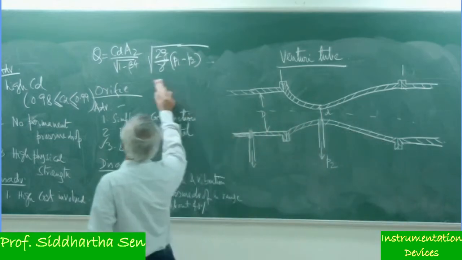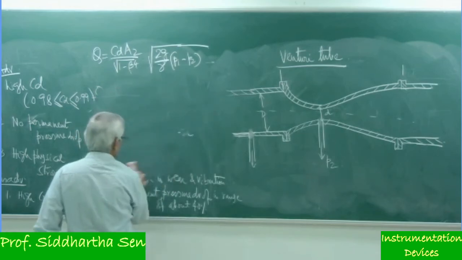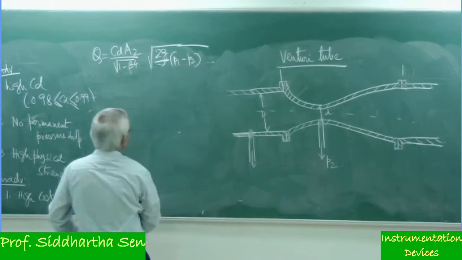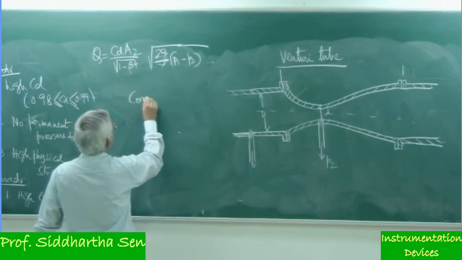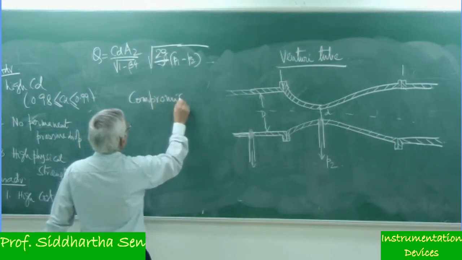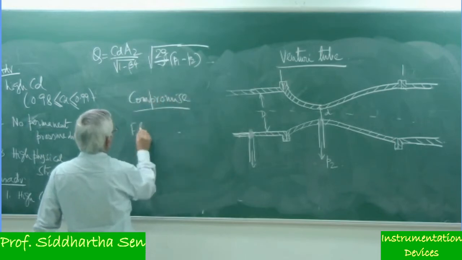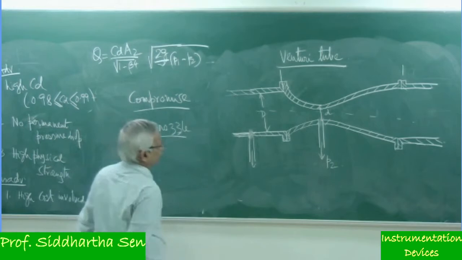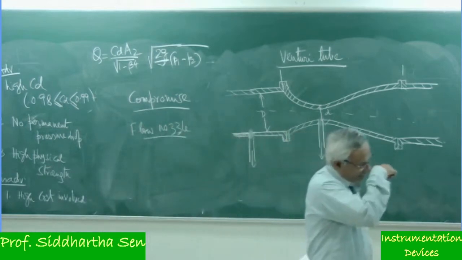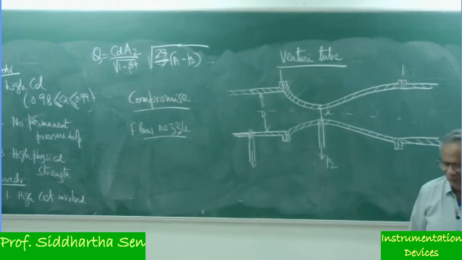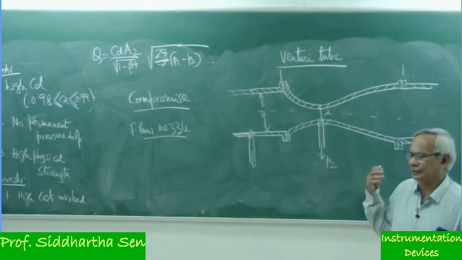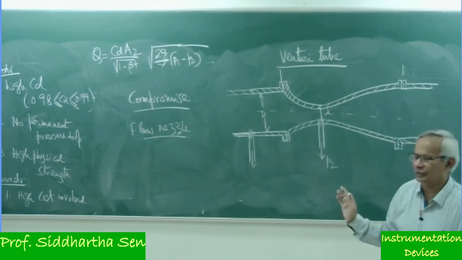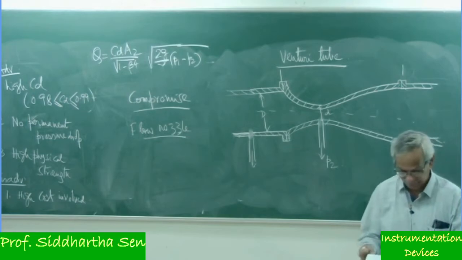Obviously, there is a compromise between an orifice and a Venturi tube, called a flow nozzle. It is not as costly as a Venturi tube, but not far more costly than an orifice, and at the same time the pressure drop is not zero but much better compared to the orifice. Okay.